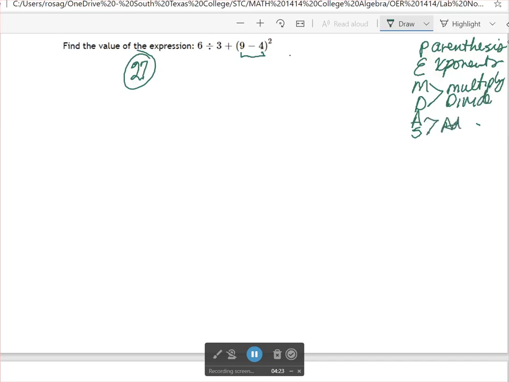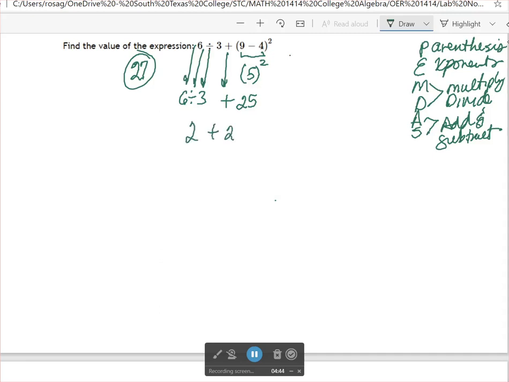And then add and subtract. So first the parentheses, so that's 5, and then the exponents, that's 25. And I just brought everything down. Now it's multiplication and division, so I'm going to do this part first, which is 2, and then you do the addition.